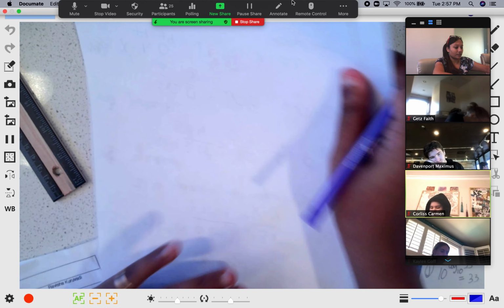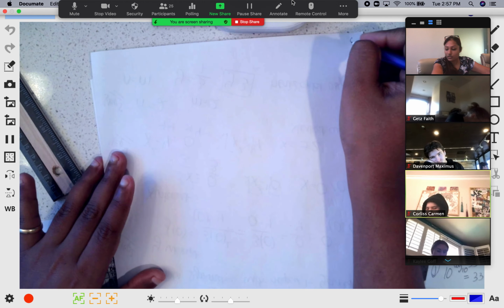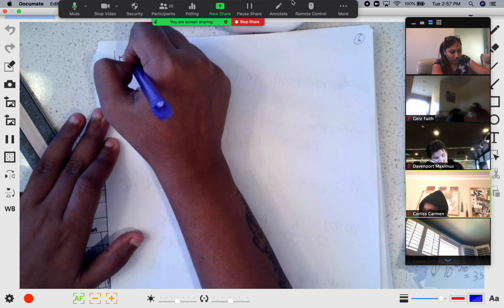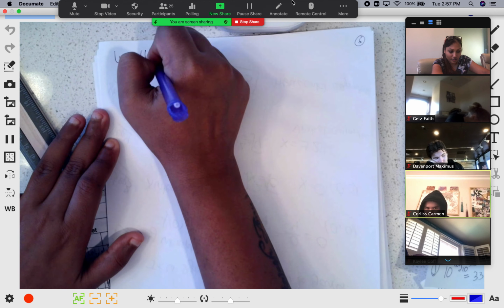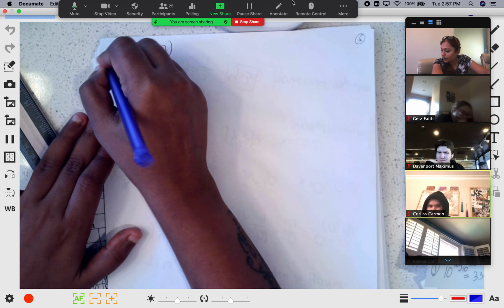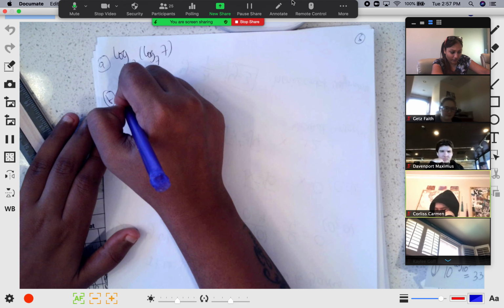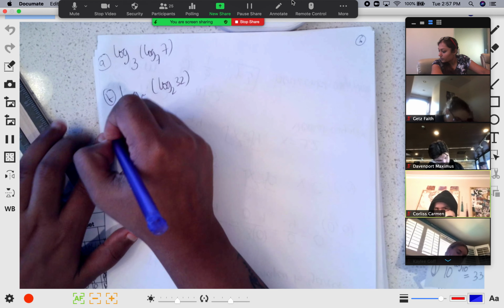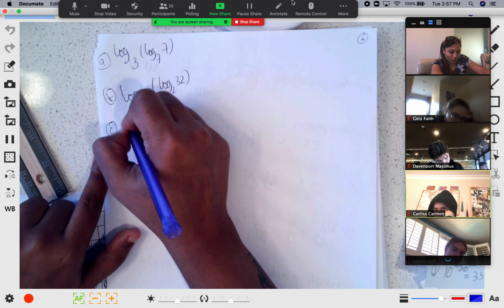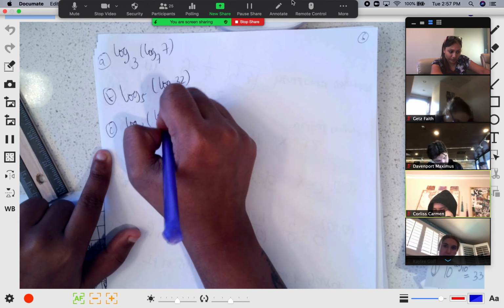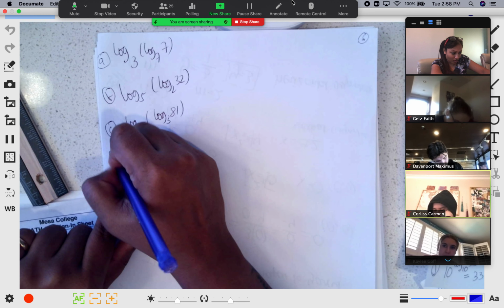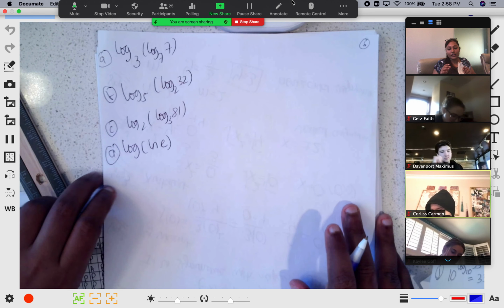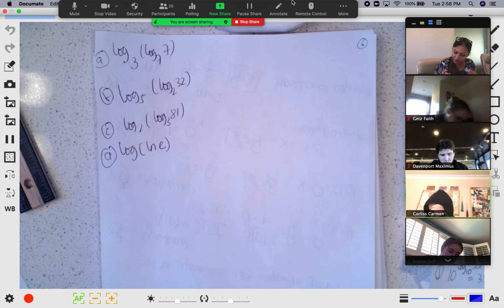See here. You have to find the value of log_3(log_7 7). Then you need to find the value of log_5(log_2 32). You need to find the value of log_2(log_3 81). And ln e. These are the four values you have to find right now.